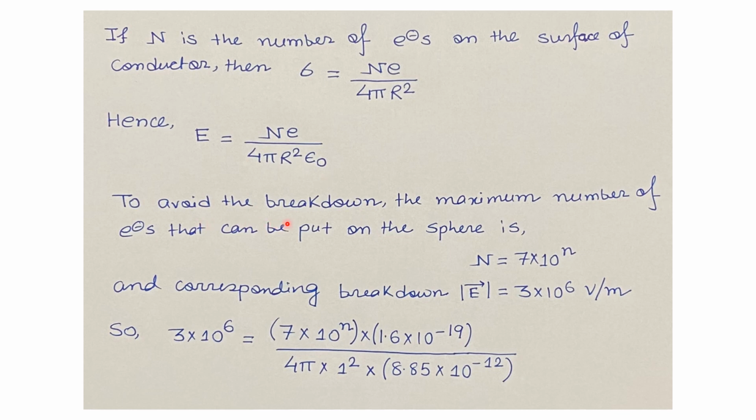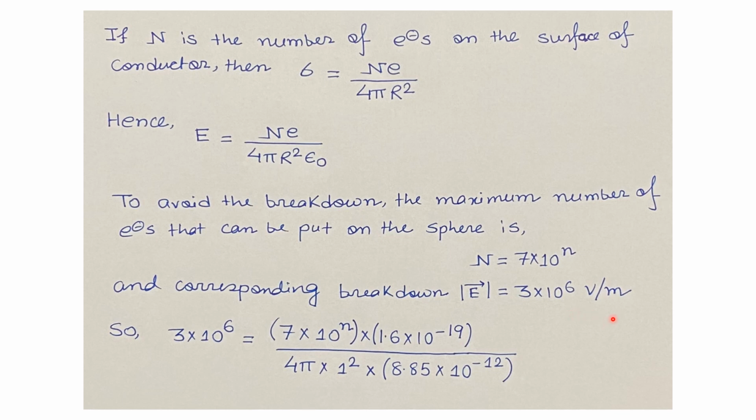To avoid the breakdown, the maximum number of electrons that can be put on the sphere is N equals 7 into 10 to the power n. Here we have to find the n, and the corresponding breakdown electric field mod of E that is given in the question is 3 times 10 to the power 6 volt per meter.